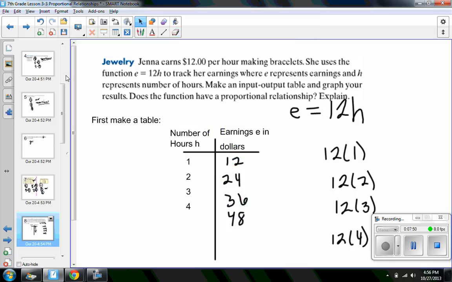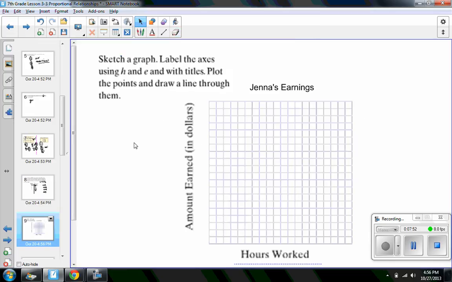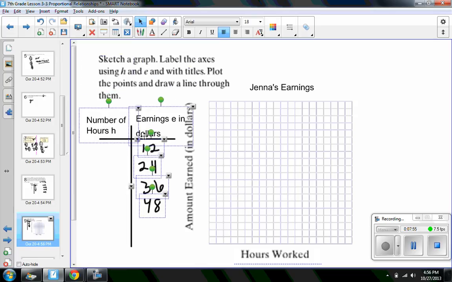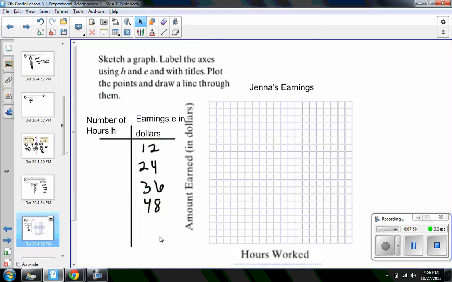To the next page. So you have your chart in front of you, and I just want us to be able to see it while we graph. So I first have to label my axes. You always have to do that. So we can just call this Jenna's earning.